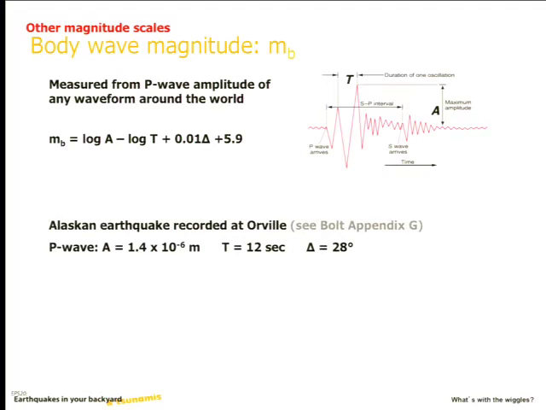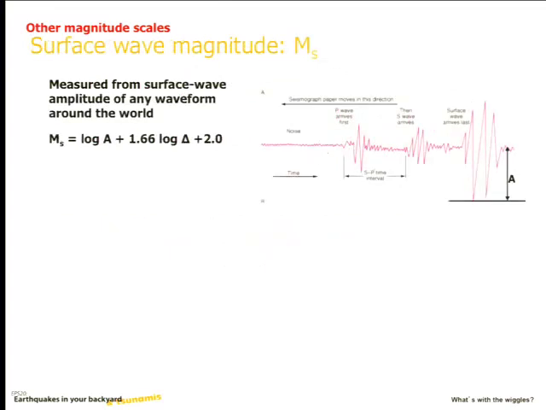So they show there the P-wave was measured as being 1.4 times 10 to the minus 6 meters, so tiny, tiny motion, of course, and this is the period. And so you just stick that into the equation, and you get that this earthquake recorded at Orville was a magnitude 5.3. Okay? So the second magnitude estimate is the surface wave magnitude estimate.